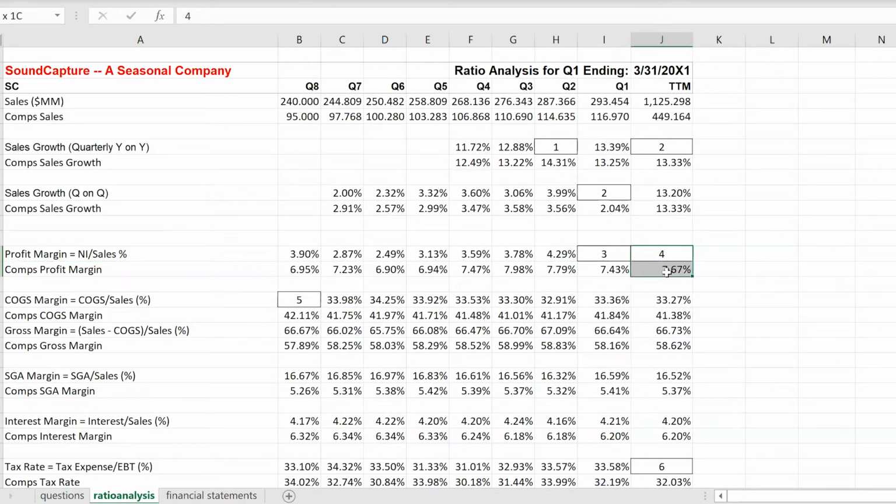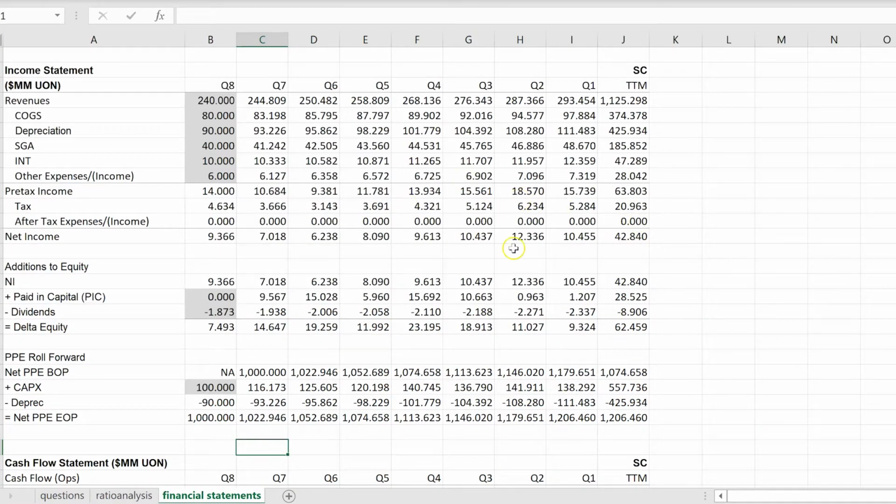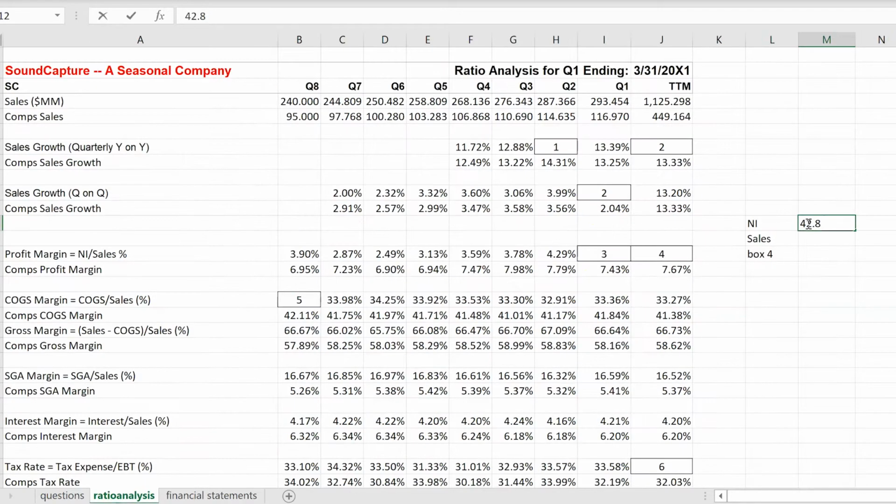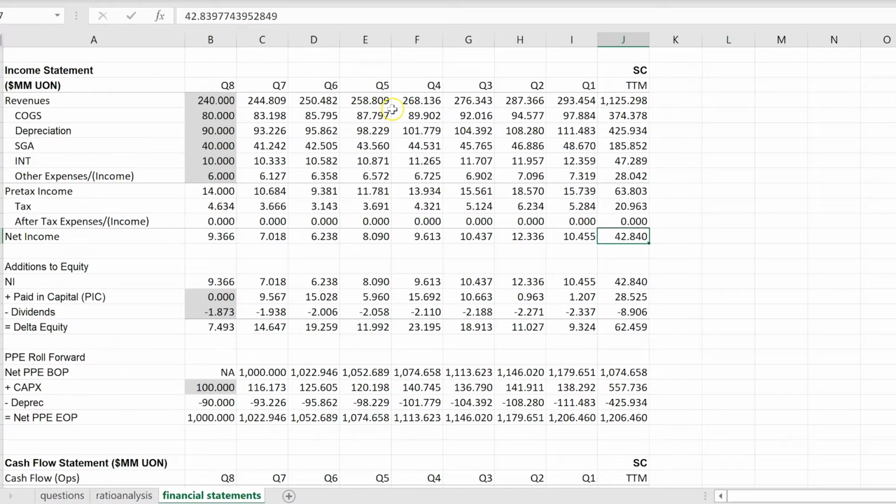All right, so we do not know what's in box 4, so we're going to have to solve for that. And that would be profit margin 12 trailing months of Sound Capture. But we do have a comparable profit margin. Okay, so to solve box number 4, we are going to need both the net income and sales. All right, so we'll go to financial statements, we'll find these items, and then we'll solve for box 4. So you're going to find this on the income statement. So net income is right here, 42.84, and sales, or in other words, revenues, is up here.